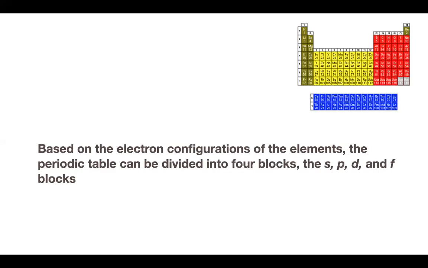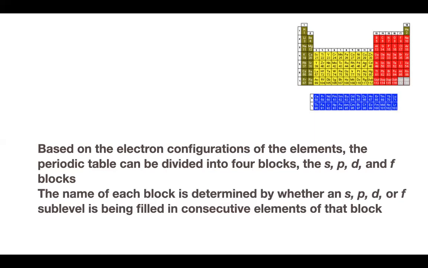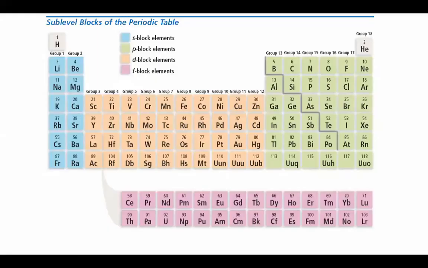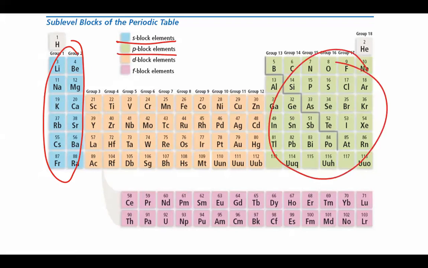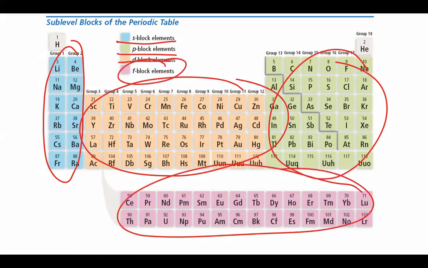Based on the electron configurations of the elements, the periodic table can be divided into 4 blocks, which I explained in the last chapter. This is why I wanted to introduce the periodic table in relation to electron configurations in the last chapter, because they are very closely related. So you are at least familiar with it because I talked about it in the last chapter. So again, we've got the S block elements in groups 1 and 2, P block groups 13 to 18, D block groups 3 to 12, and F block down at the bottom.